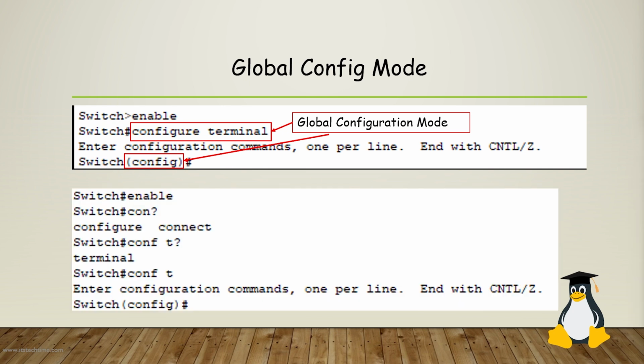Now, you don't necessarily have to type the whole word. In this example, I did con question mark to see what was available, and I have configure and I have connect. So then I do conf for configure, and I do T and question mark. And the only option for T is terminal. So I can enter conf T, and it will take me straight into global configuration mode, as you can see displayed by the word config in front of the host name, which in this case is switch.